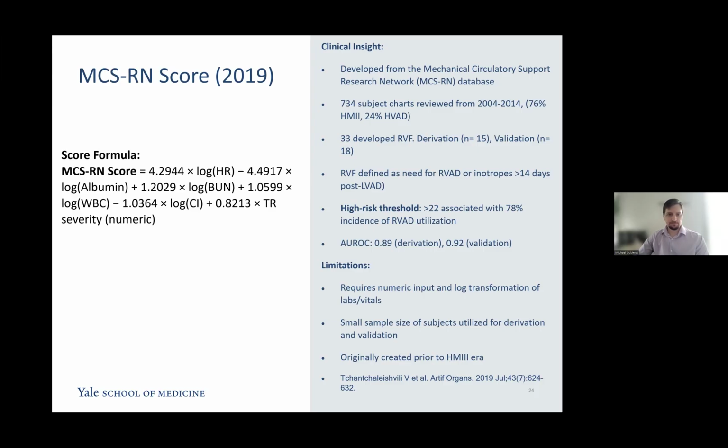I think the limitation here was that ultimately the number of patients with RV failure that they were able to use to come up with this equation was quite small. And again, there's no inclusion of HeartMate 3 subjects within it yet. It would also probably be quite difficult to pull up a calculator and do this at the bedside.